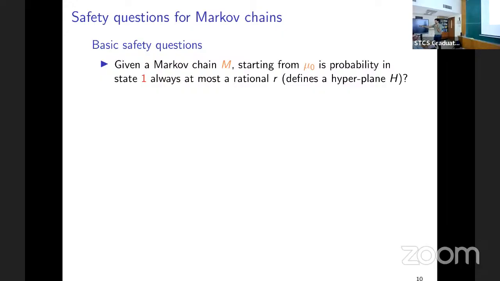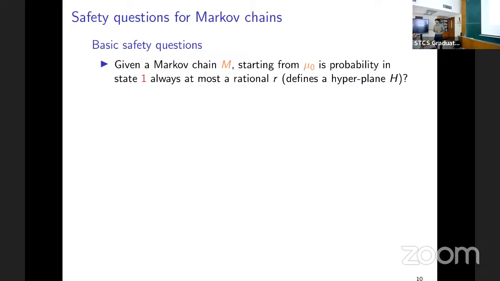Okay, so now coming to your question. The first question is, why even go to MDP? What about Markov chain? Does Markov chain make this question much easier? So what would be the simplest question for a Markov chain? You are given a Markov chain, you are given an initial distribution, and let's say state one is one of the states in the Markov chain. The question I'm asking is, starting from mu naught, is the probability to be in state one always at most some given rational?